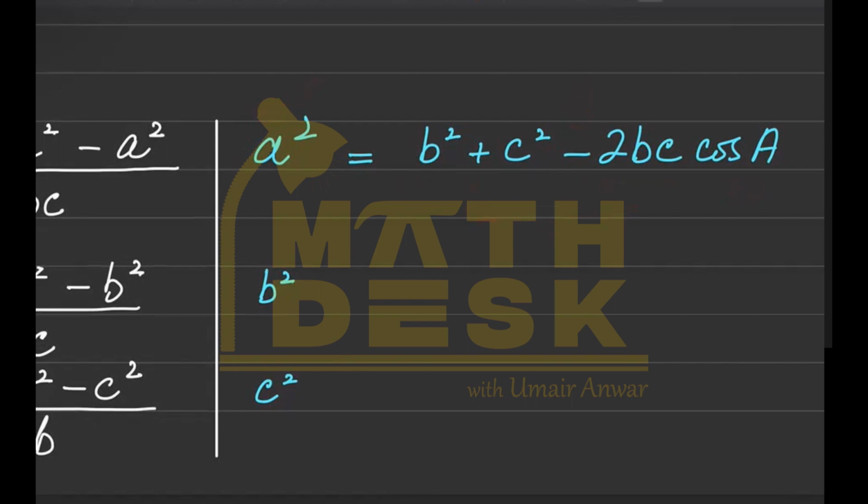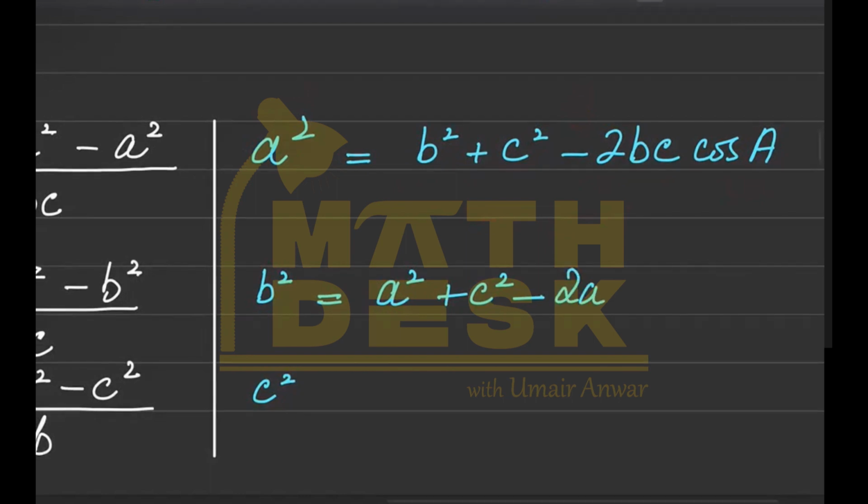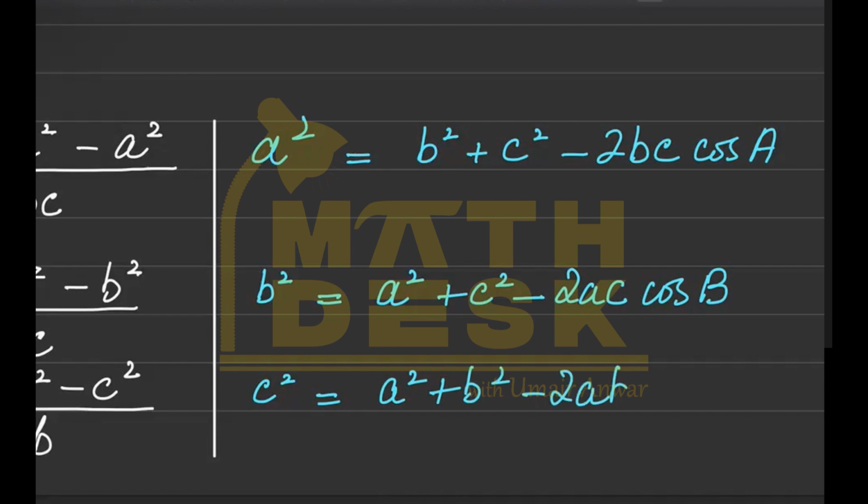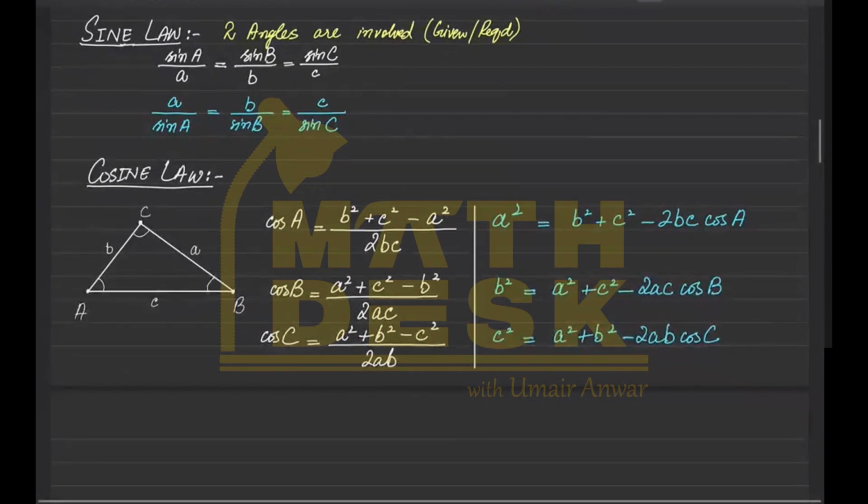Now the same is with B. I would be writing a square plus c square minus 2 times A into C cos of the angle which was in front of the side which was made the subject of the formula. So it would be capital B. Similarly, over here, I would be writing a square plus b square minus 2 times A into B cos of the angle capital C. So these are the 6 forms of the cosine law.